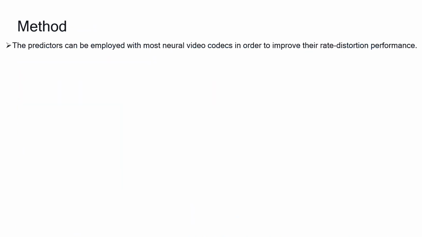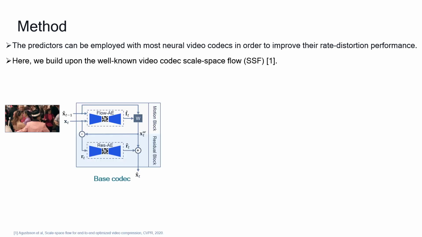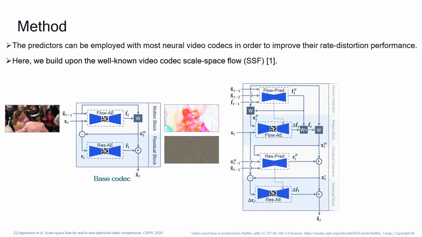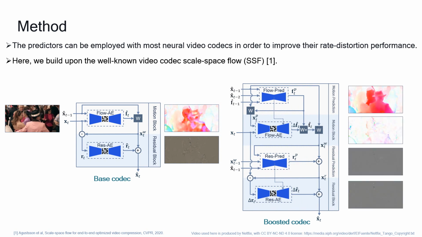Here we show how our method works. The predictors that we present can be employed with most neural video codecs in order to improve their rate distortion performance. Here we build upon the well-known video codec, scale space flow, shown as base codec. A motion predictor and a residual predictor are added to the base codec to obtain the boosted codec.